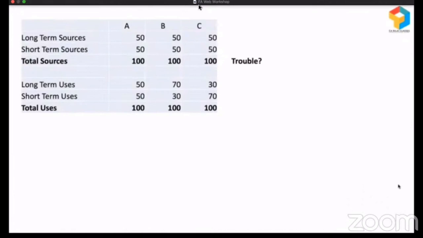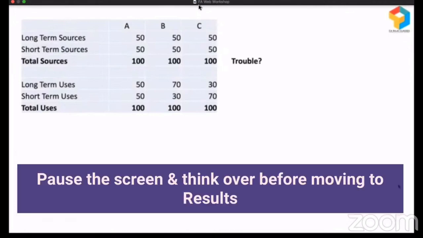Company A, they've raised long-term funds of 50. They've raised short-term funds of 50. So total of 100, of which 50 is used for long-term, 50 is used for short-term. Company B also raised in the same pattern, but of which 70 is used for long-term and only 30 used for short-term. And C raised in the same pattern, but of which only 30 used for long-term and 70 is used for short-term. So you have to tell me which company is in trouble.